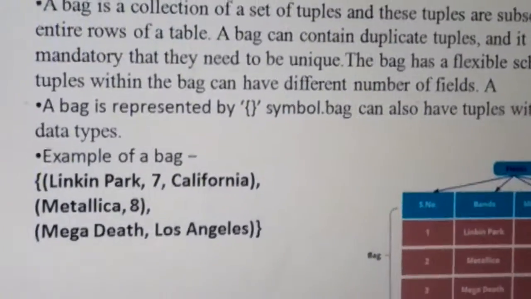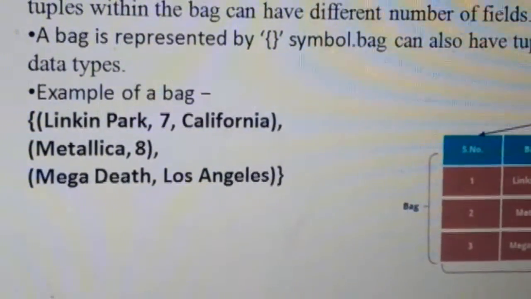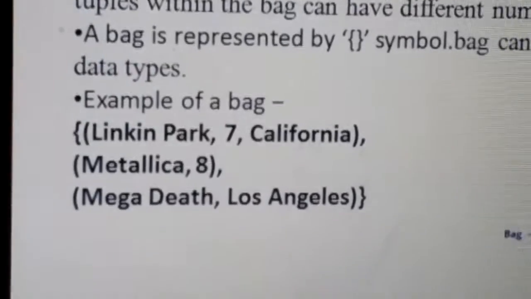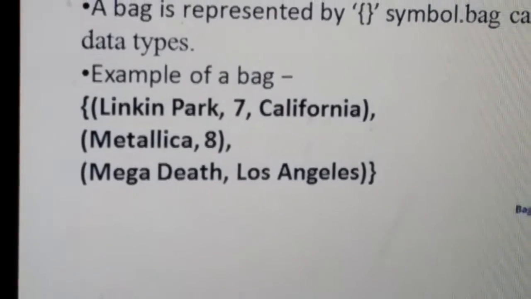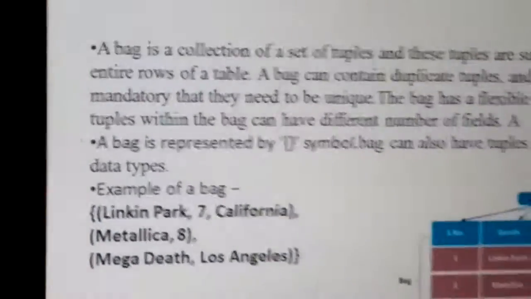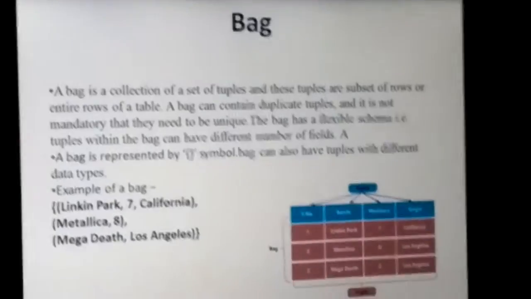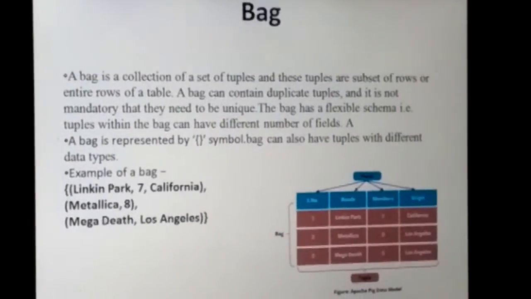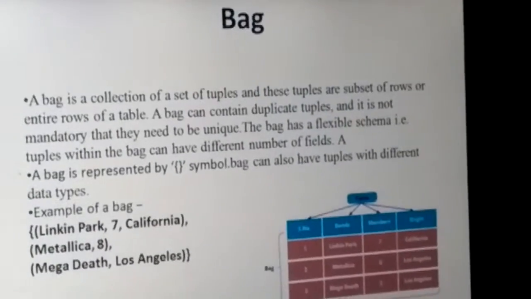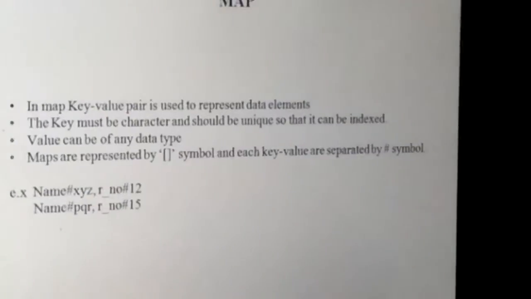For example, Linkin Park, 7 and California, then Metallica, 8, then Megadeth, Los Angeles. So this is an example for bag, which is containing more than one tuples, and the tuples may not be of same schema type. The size may vary depending on the data that it contains.